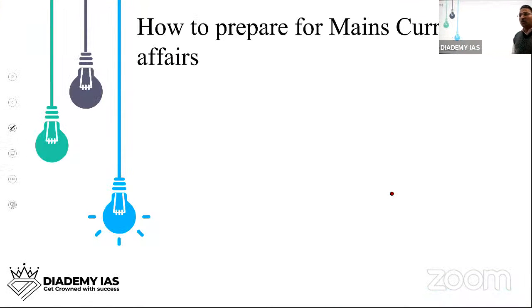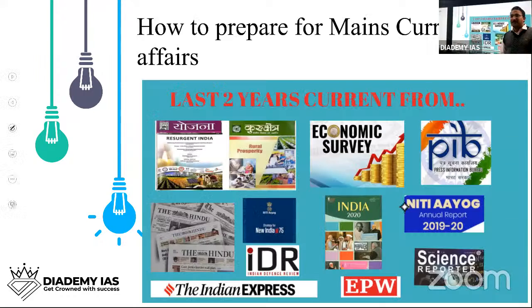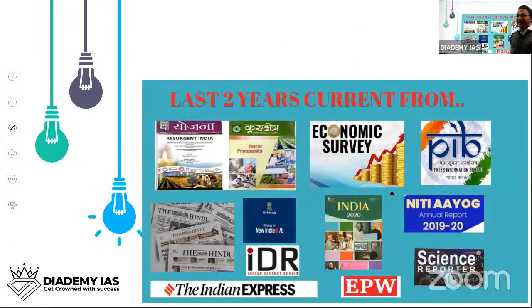करंट अफेयर्स के लिए as I told you, you should follow various sources, but please understand, ये मैंने सारी सोर्सेज की लिस्ट बनाई है. योजना, कुरुक्षेत्र, इकोनॉमिक सर्वे, पीआईबी, नीति आयोग, इंडिया ईयरबुक, आईडीएस से, and The Hindu newspaper, Indian Express, EPW. ये सारी सोर्सेज को आपको पढ़ना जरूरी नहीं है.